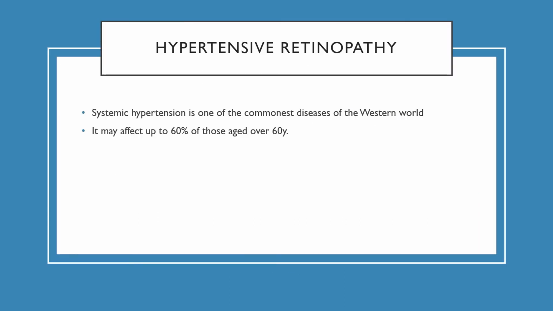Hypertensive retinopathy affects up to 60% of those aged over 60 years old. The commonest cause is systemic hypertension, and this is one of the commonest diseases in the Western world. Systemic hypertension can fall under many categories. However, the commonest of those is essential hypertension, as well as renal artery stenosis.